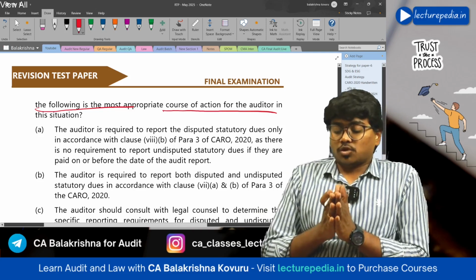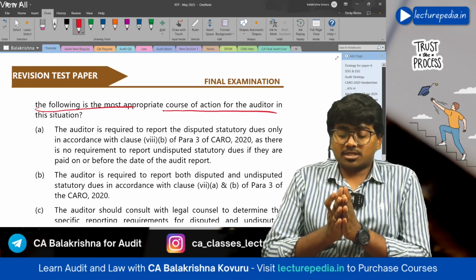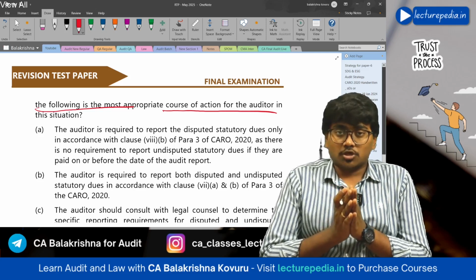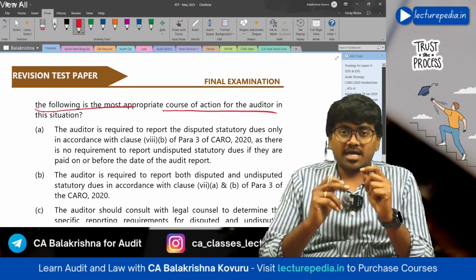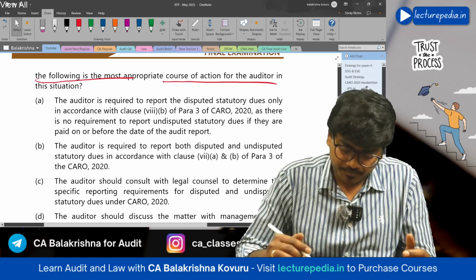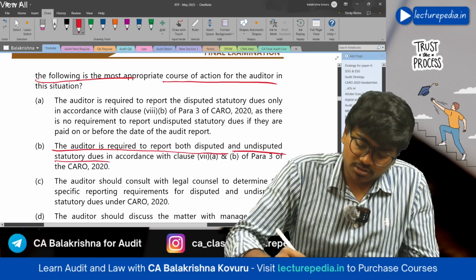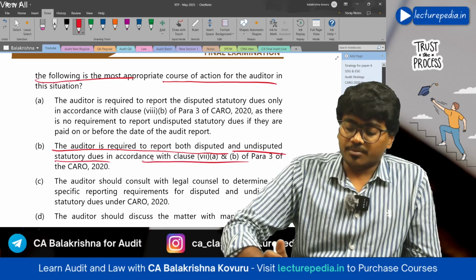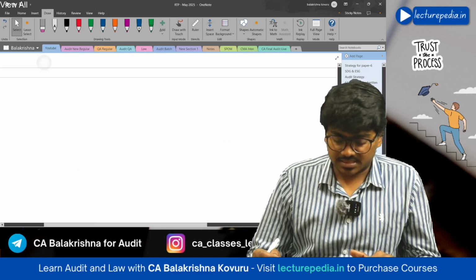Here, those dues are outstanding as on balance sheet date. They have not yet been paid as on balance sheet date. So both disputed as well as undisputed dues have to be reported in clause 7 of CARO. So if you see option B, the auditor is required to report both disputed and undisputed statutory dues in accordance with clause 7A and B of CARO. Option B.